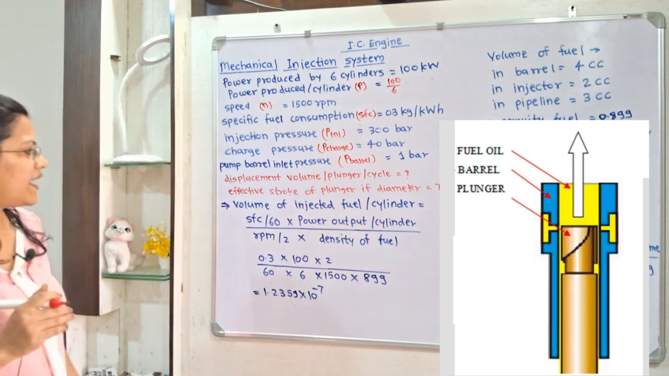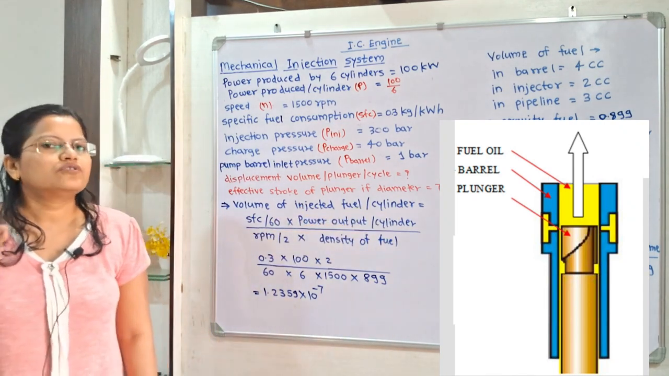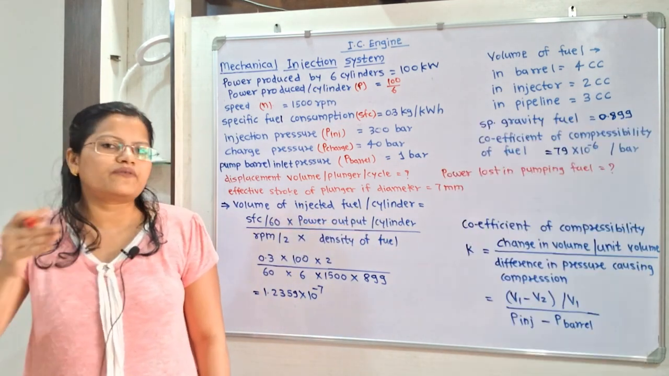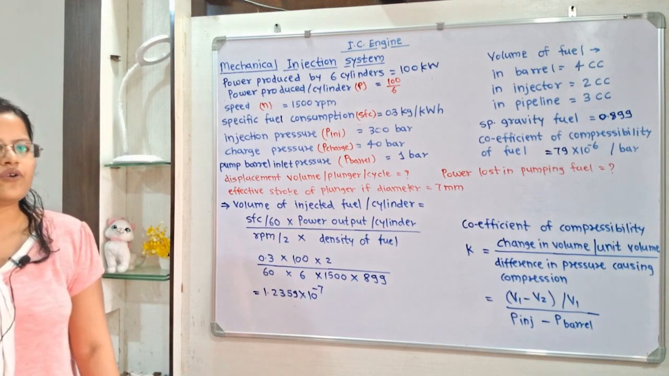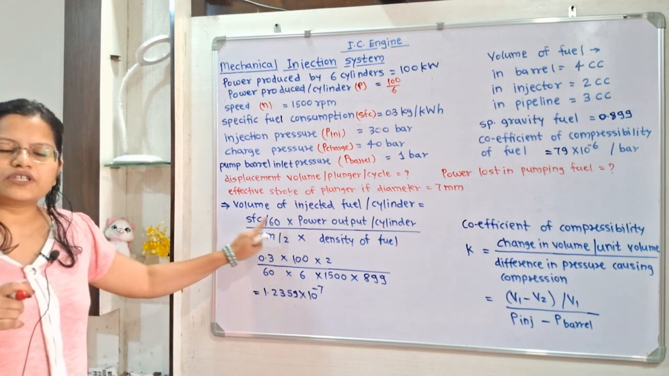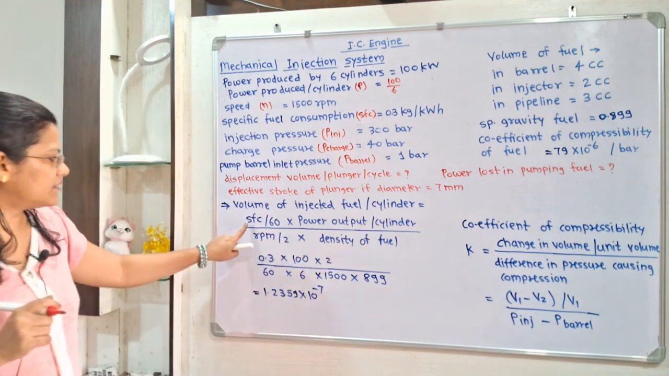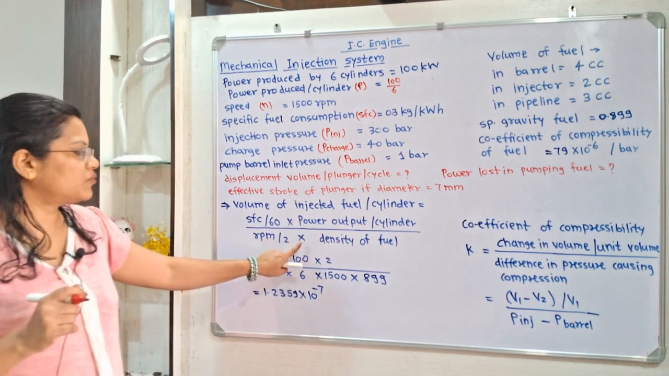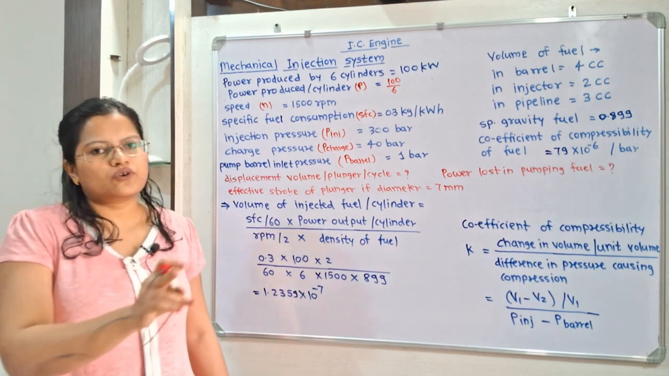Now we will first find out volume of injected fuel per cylinder. How to find out this volume of injected fuel? We have a formula to calculate the volume of injected fuel: that is the specific fuel consumption by 60 multiplied by power output per cylinder divided by RPM by 2, into density of fuel. Now we will balance the notations.